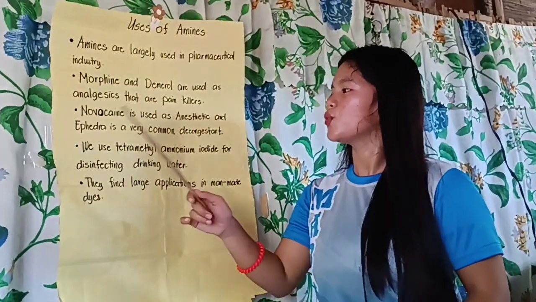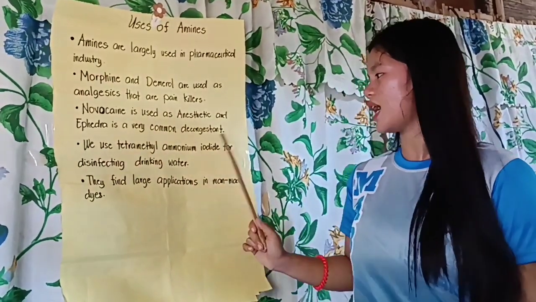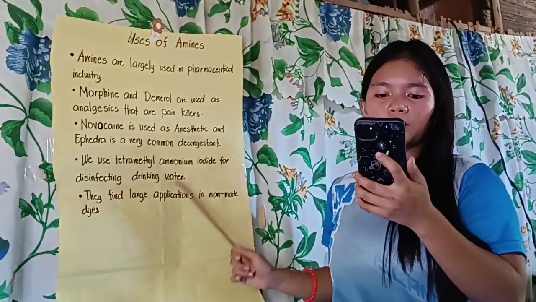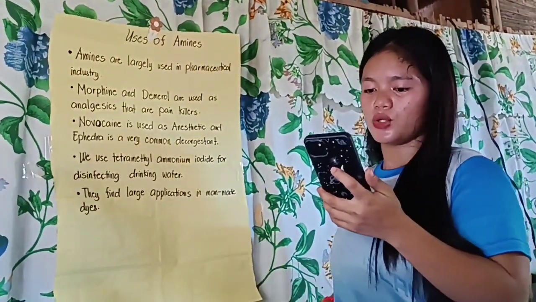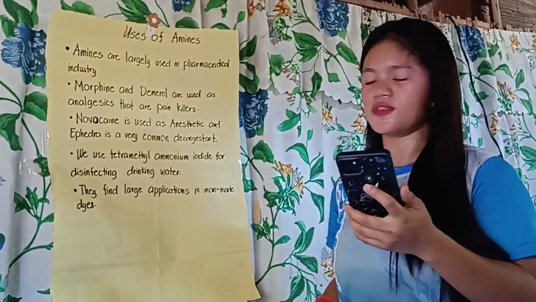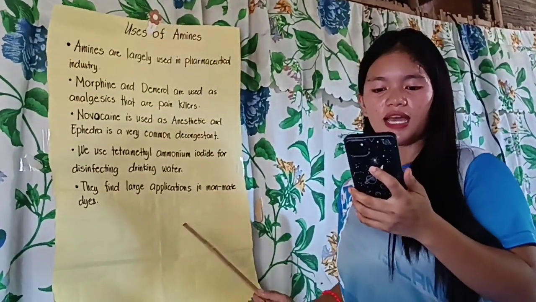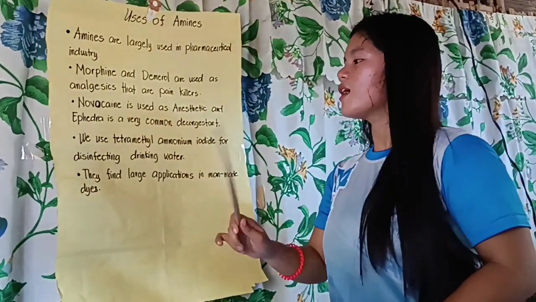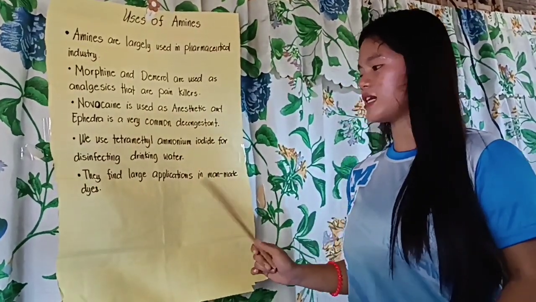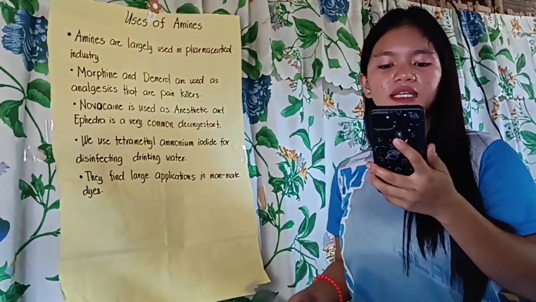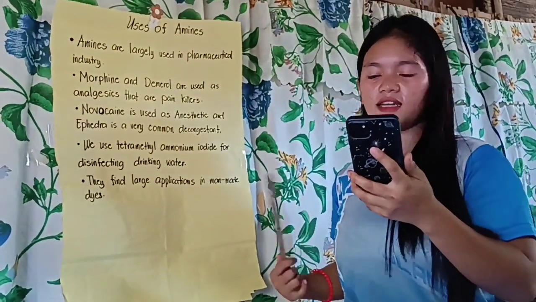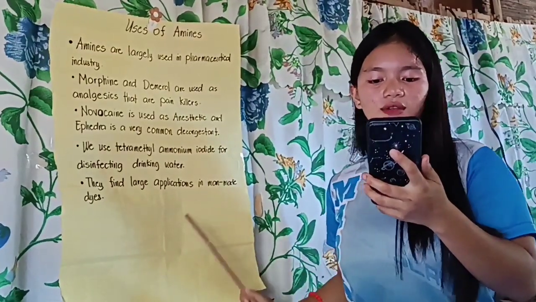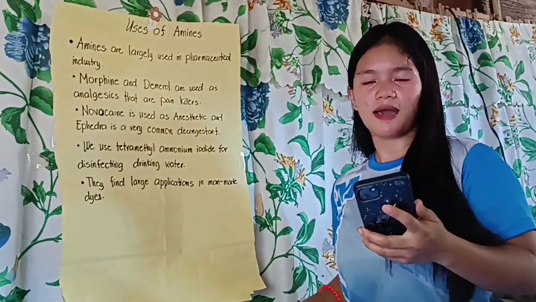Fourth, we use tetramethyl ammonium iodide for disinfecting drinking water. Tetramethyl ammonium iodide, which contains amines, is used for disinfecting drinking water. It helps make water safer to consume. And lastly, they find large applications in man-made dyes. Amines play a big role in the dye industry. Many man-made dyes that are used in textiles and other materials are made using amines.